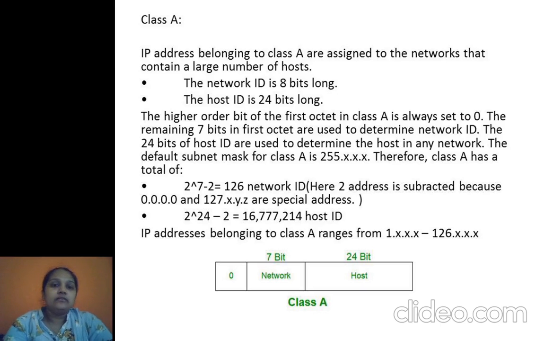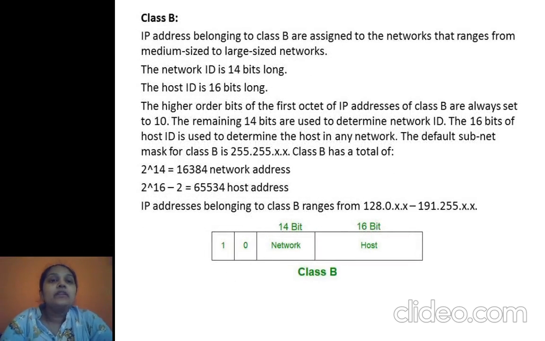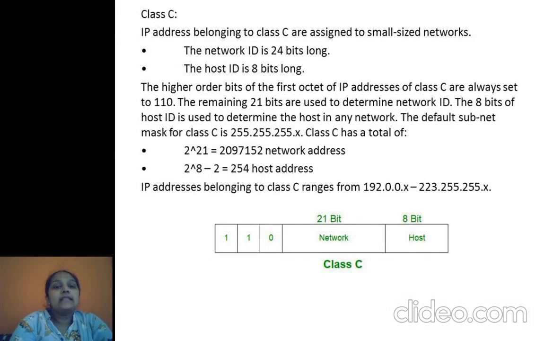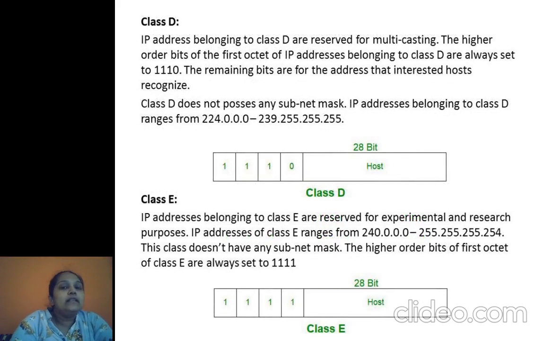Class A has 0 bit set, 7 bits network and 24 bits host. Class B is 10 set, with 14 bits network and 16 bits host. Class C is 110 set, with 21 bits network and 8 bits host. Class D is 1110 set and 28 bits for the host. No network ID is used in the D and E classes, because they are not used for network purposes.